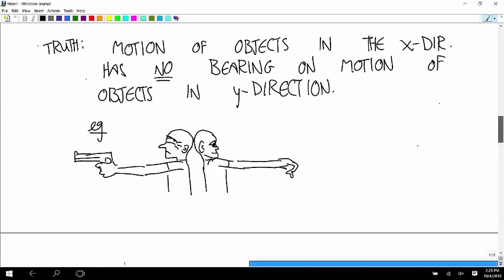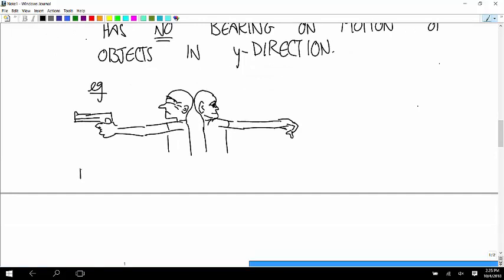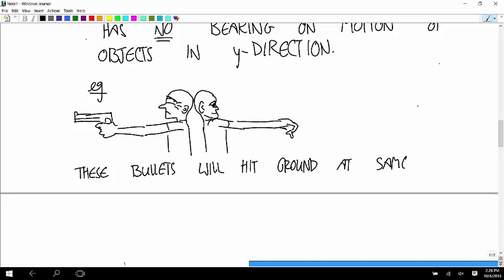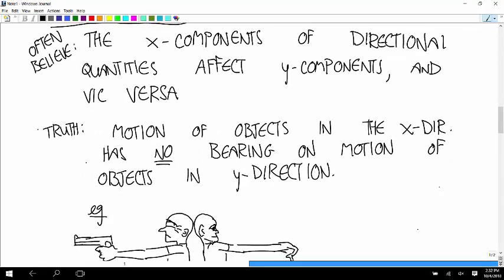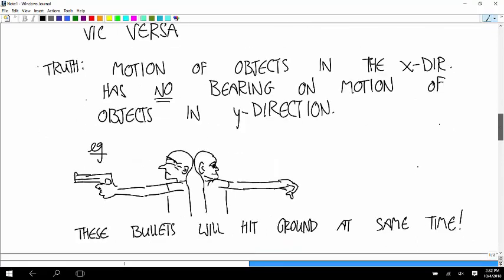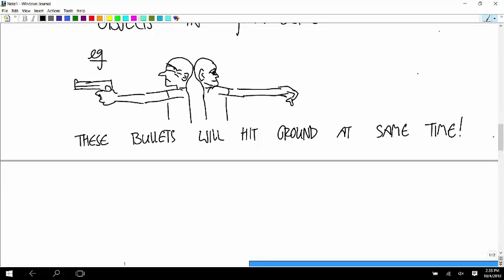So these bullets will hit the ground at the same time. Right. So let's watch this video, because I know you don't believe what the math says about it. See if we can identify what it is about the math that says these two are going to be the same.